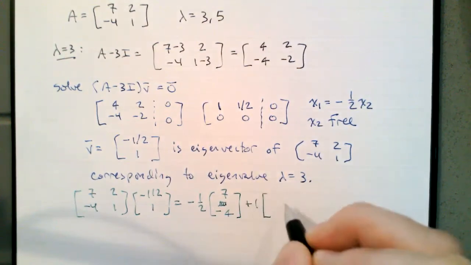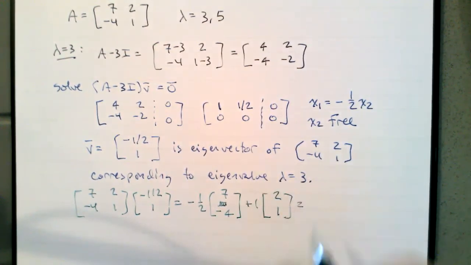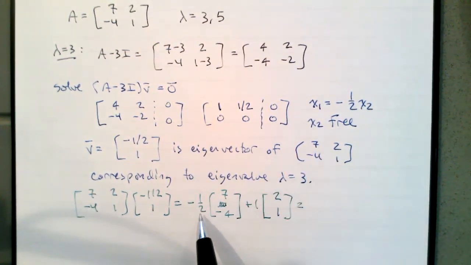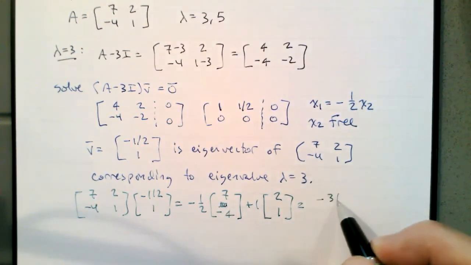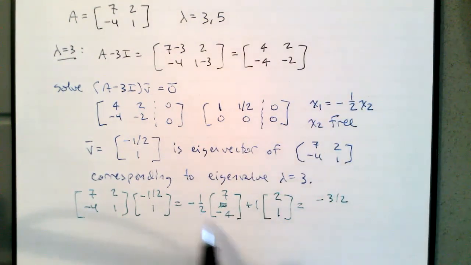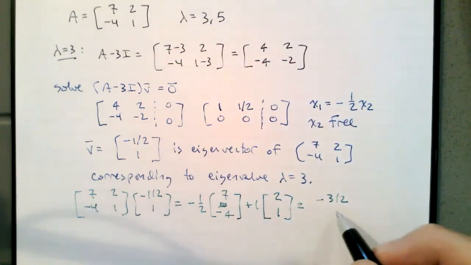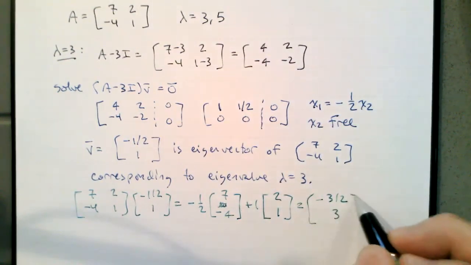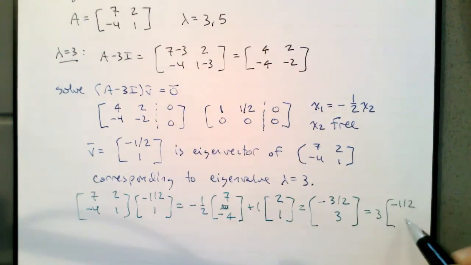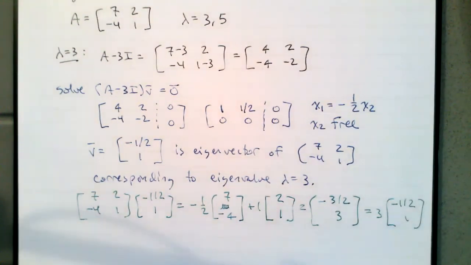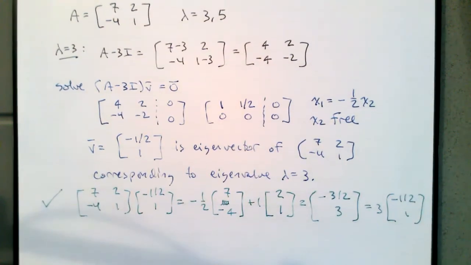Plus 1 times the second column. So negative 7/2, so negative 3.5 plus 2 is negative 1.5. And then 2 and 1 is 3. And this is just 3 times what we started with. Checks out.